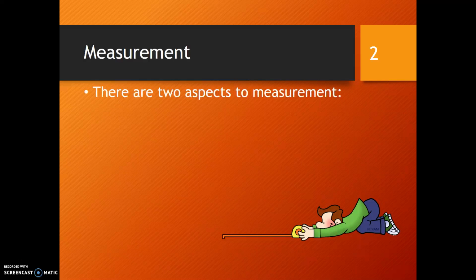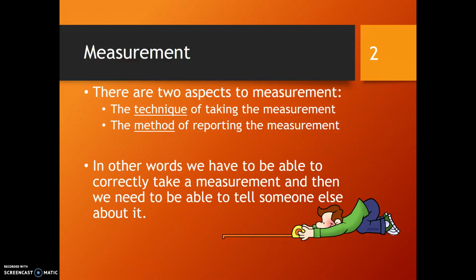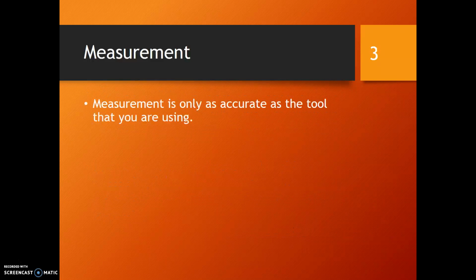Measurement. Something to think about is that there are two different aspects to making a measurement. One of them is the technique in which you make the measurement, or how the measurement is taken. And then the second one is the method of reporting that measurement. Do you report the measurement as simply 1 centimeter, or 1.1 centimeters, or 1.10 centimeters? How is that measurement reported or recorded? In other words, you have to not only be able to correctly take a measurement, but you also need to figure out a way to tell somebody else what that measurement is.